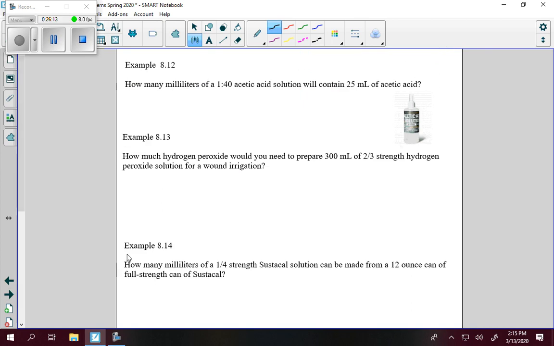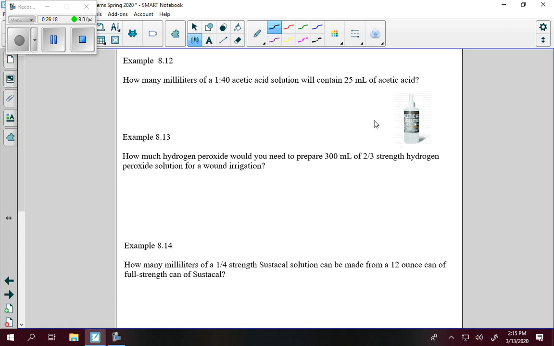However, we're going to start to milliliters conversions, and when I look here it says how many milliliters of a 1 in 40 acetic acid solution will contain 25 milliliters of acetic acid. So the way that I know that this acetic acid is a liquid is because liquid acid is actually a liquid. But if I didn't know that, also I don't see the word grams anywhere in that. So since I don't see the word grams anywhere in that, I'm going to assume that it's a milliliter. And remember, the only difference between milliliter and grams is the pure drug is either in liquid or solid form, so the strength doesn't change.